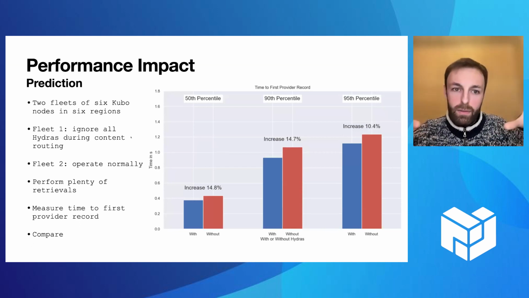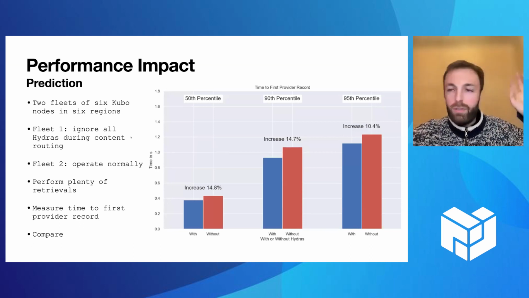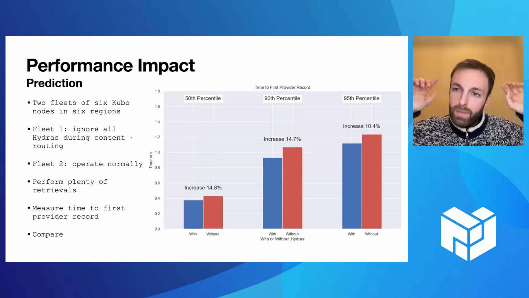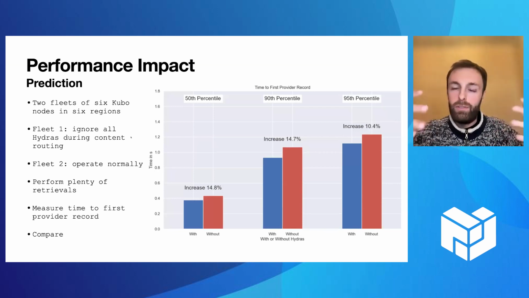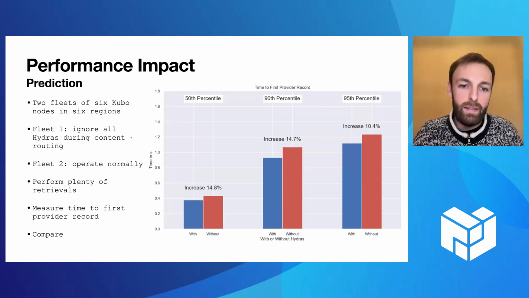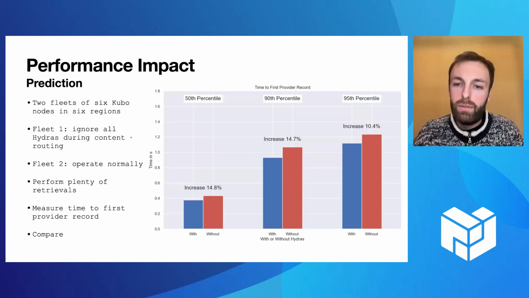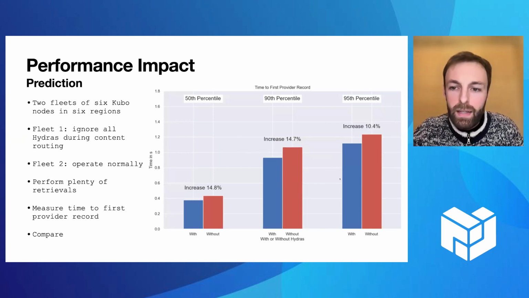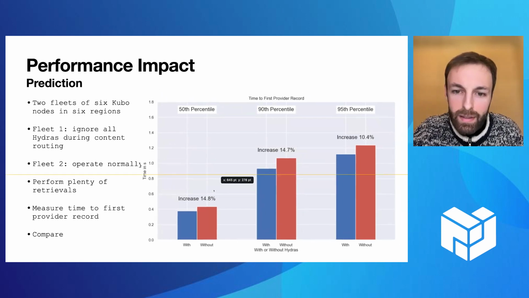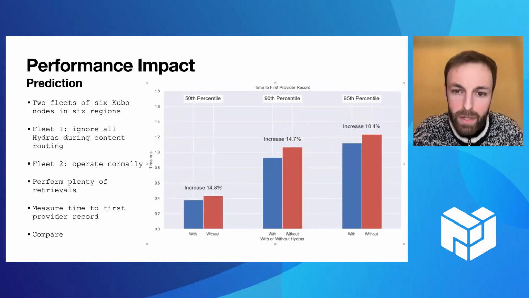And those fleets were just issuing a couple of retrievals from the network. So we're constantly retrieving data from the network, and we were measuring the latency. So how long did it take to find the first provider record for a random CID? And on the right-hand side, you can see the data that we gathered in this measurement.